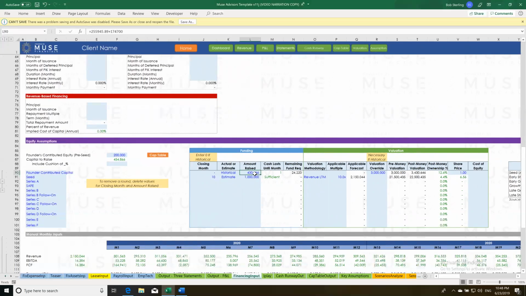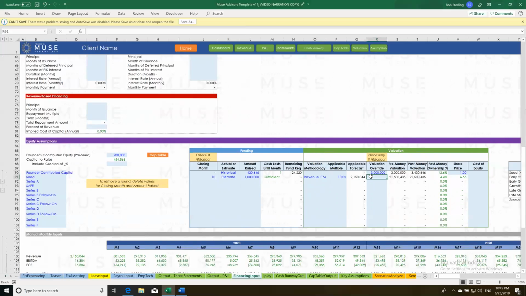You can enter the amount you raised. If it's historical, there's no need to enter anything but the valuation at which you issued the money. If it's projected, you can select one of various metrics as well as a multiple to tell you the valuation associated with that financing round. For example, if you're raising money at a valuation of 10 times the revenue over the last 12 months, you could select these. Or alternatively, you could enter a valuation override.